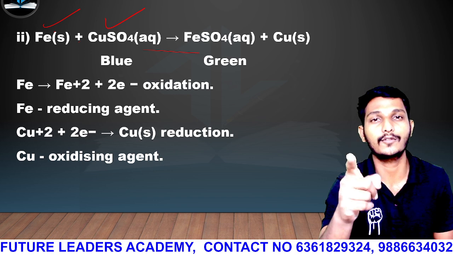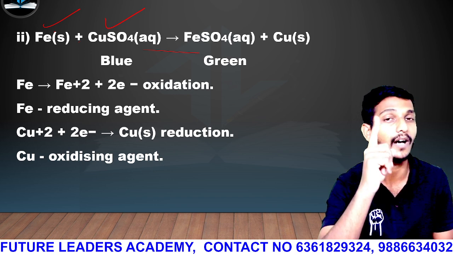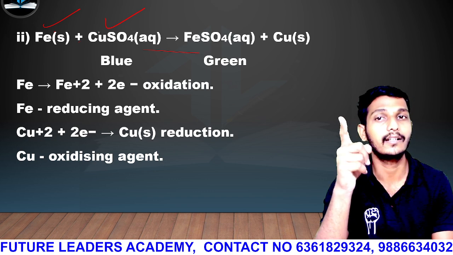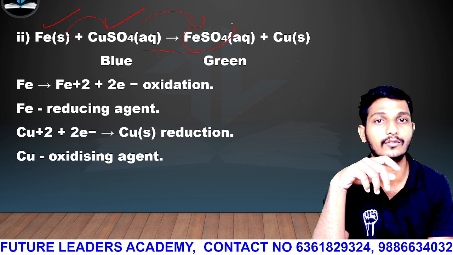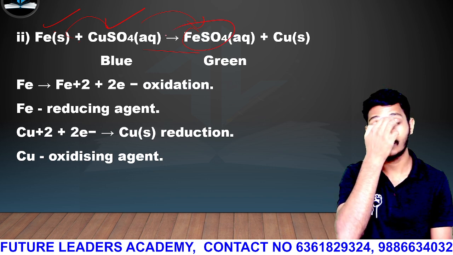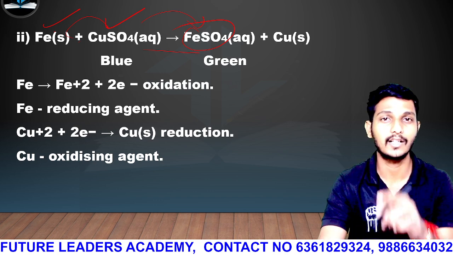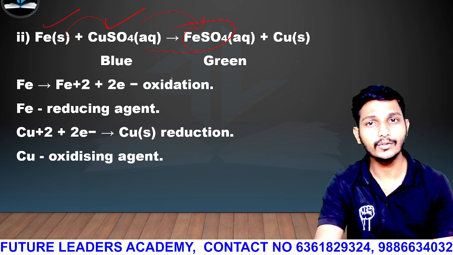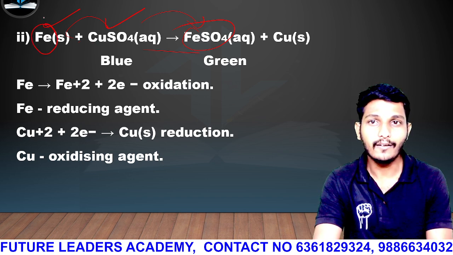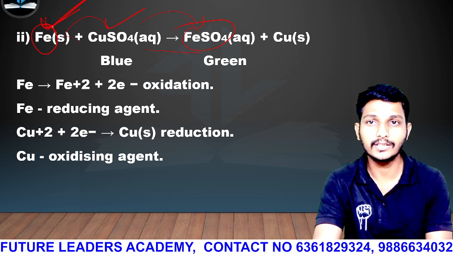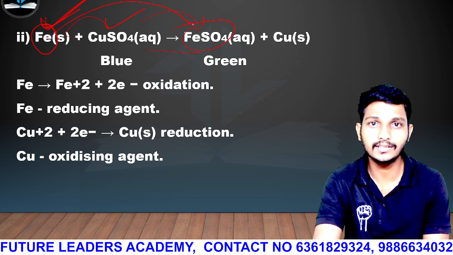The blue color copper sulfate solution turns into green color because of iron. Iron will react with the copper sulfate and form the green color aqueous solution of ferrous sulfate. Ferrous sulfate will be the green color solution. Next, so here guys, what happens? Iron doesn't have oxygen, so it is getting oxidized with the sulfate.